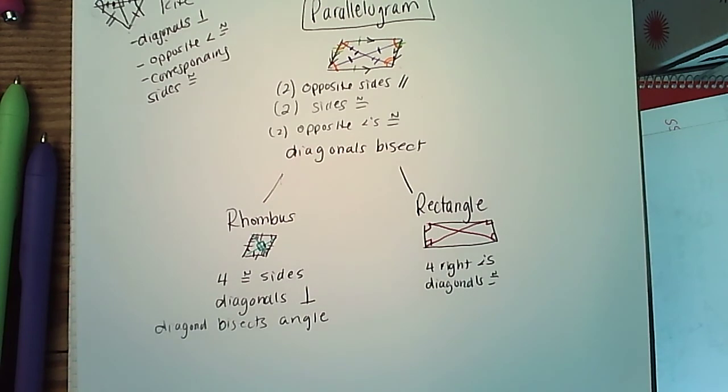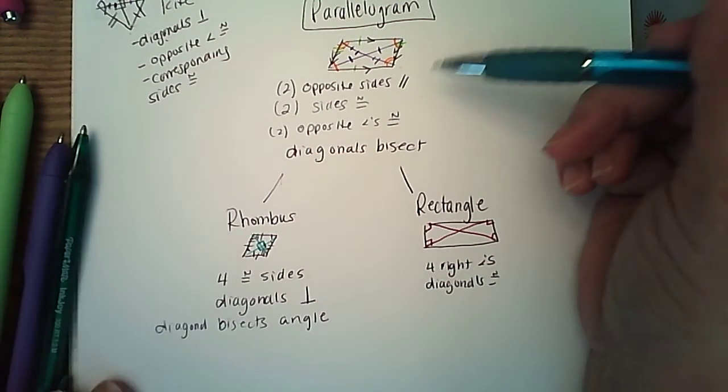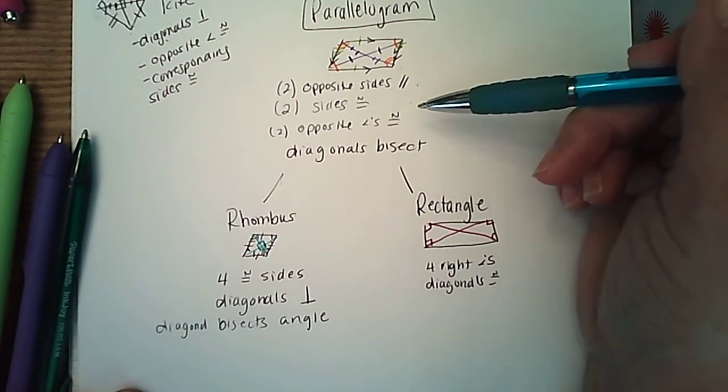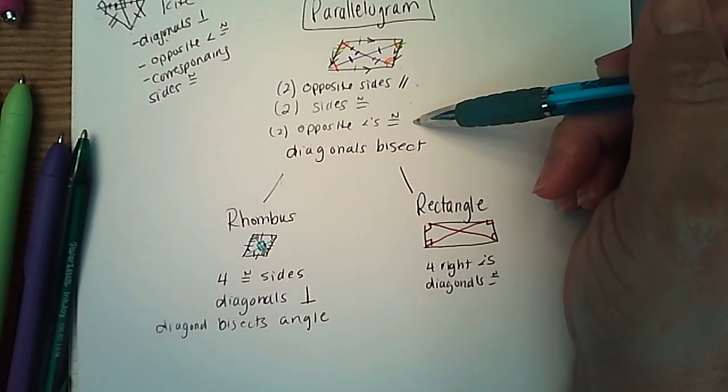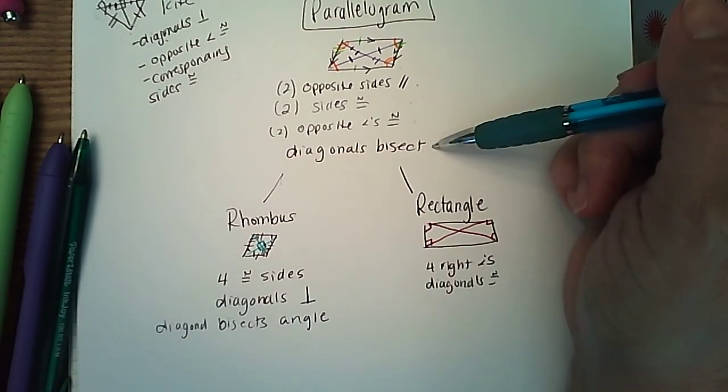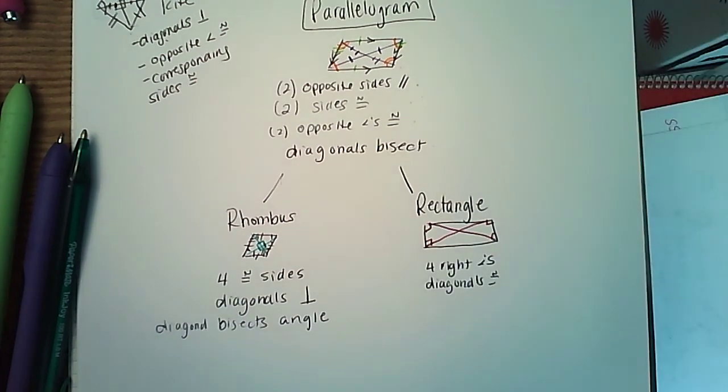And your diagonals still do bisect, but they bisect with that perpendicular. So they still have opposite sides parallel, opposite sides congruent, opposite angles congruent, and now diagonals bisect and are perpendicular. Okay, so it adds that stuff in.